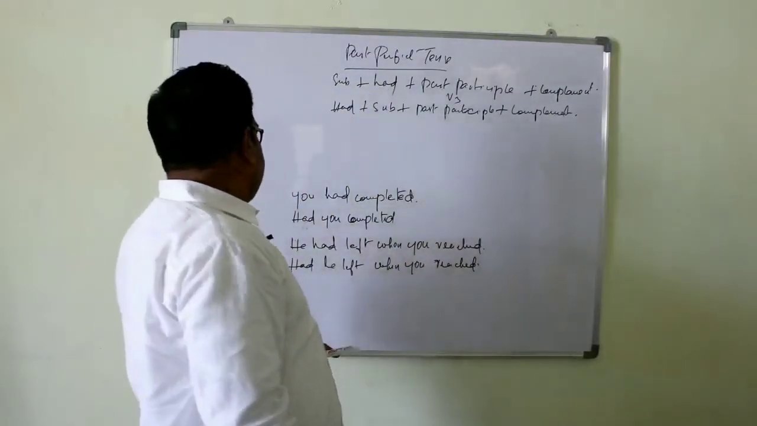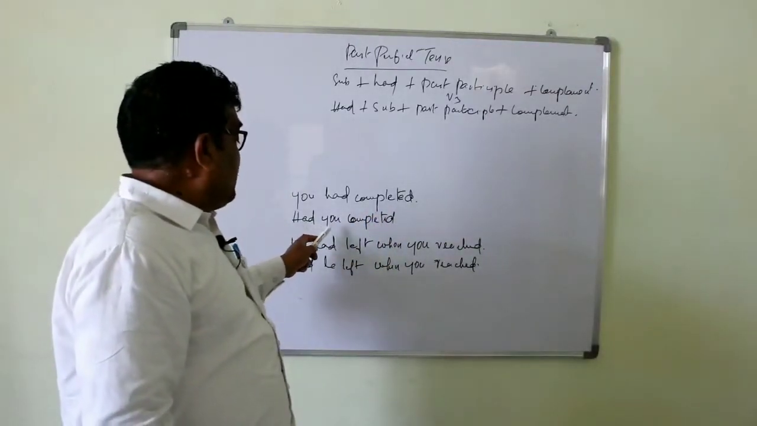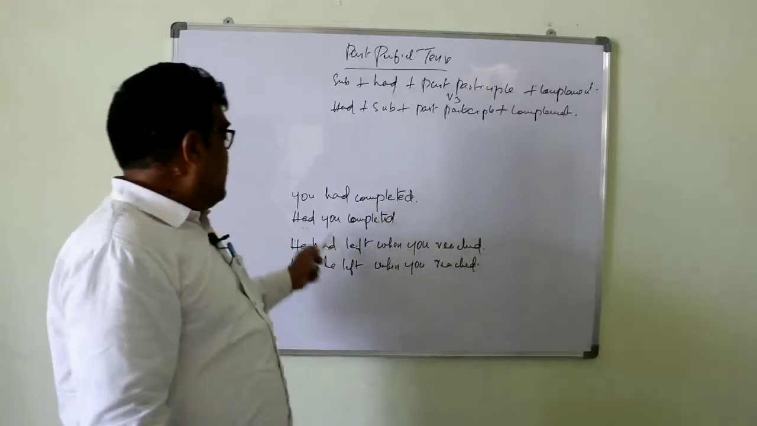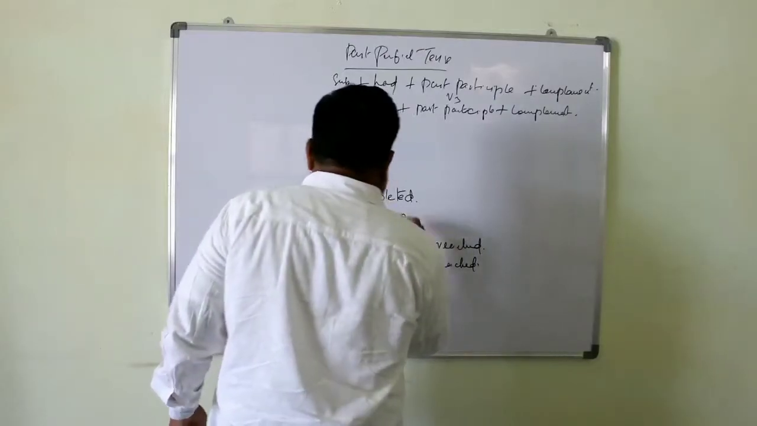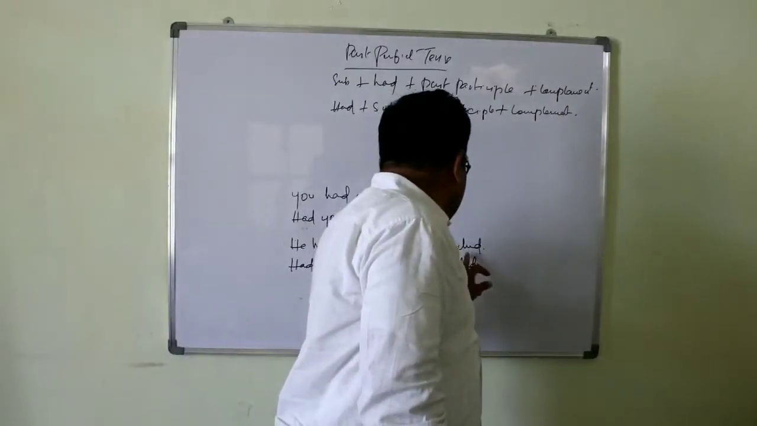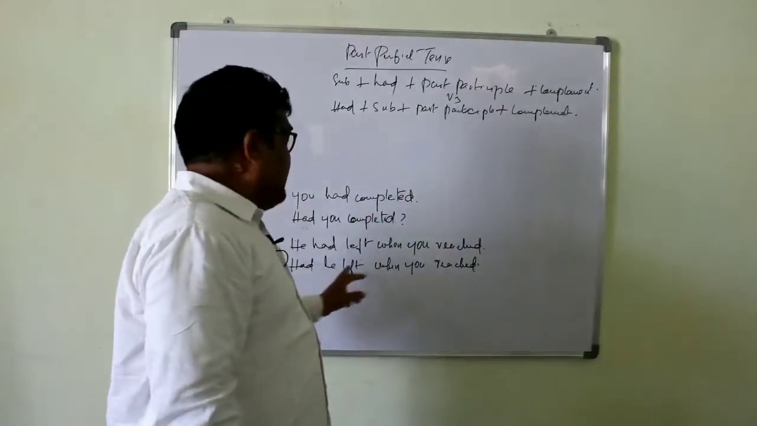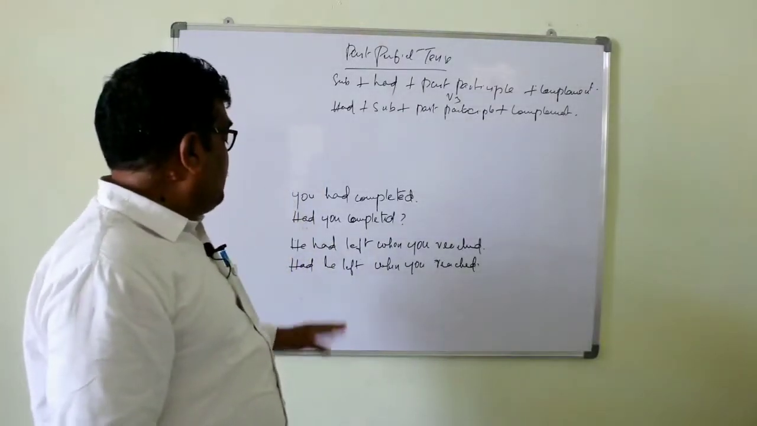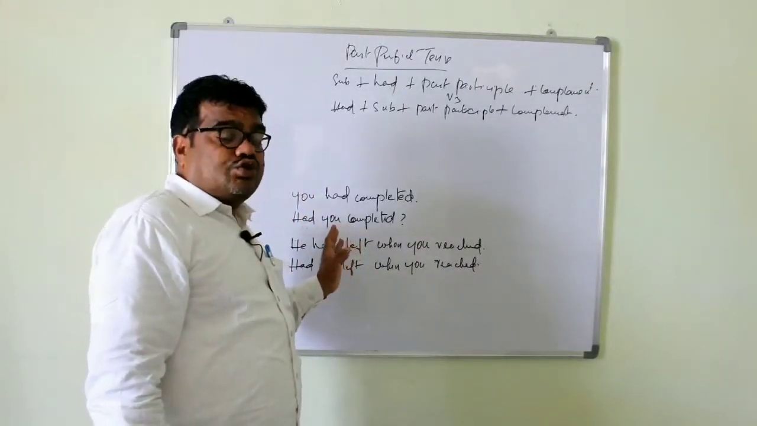Take one example. You had completed. Get the helping verb in front: Had you completed? Question mark. Next, He had left when you reached. Change into question: Had he left when he reached? When you want to change into a question, keep it in mind: you bring the helping verb, that is had, in front of the subject, then it becomes a question.